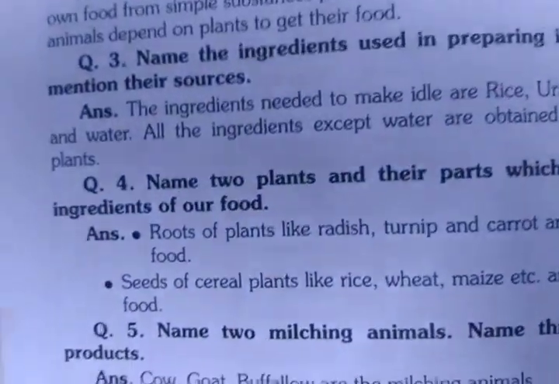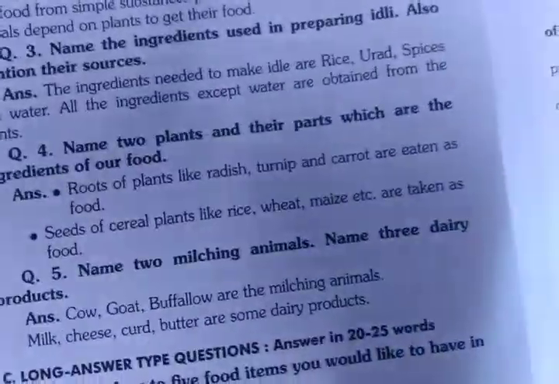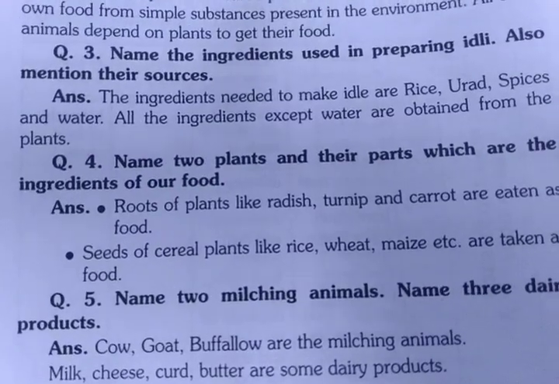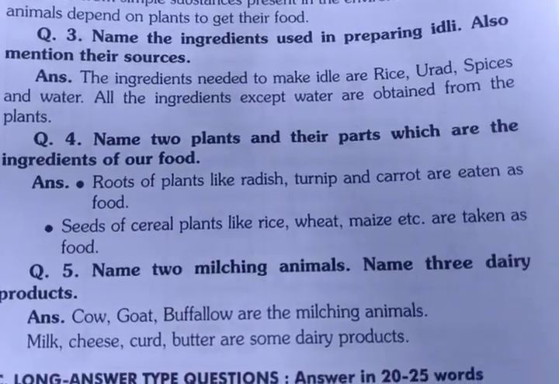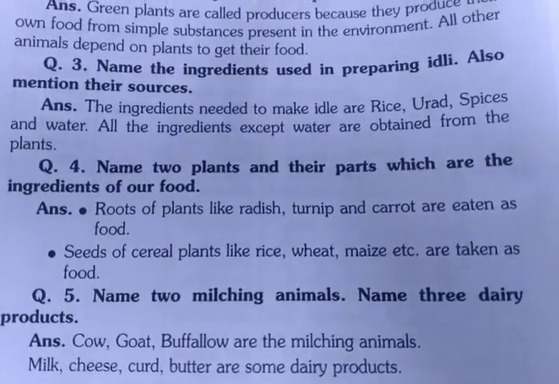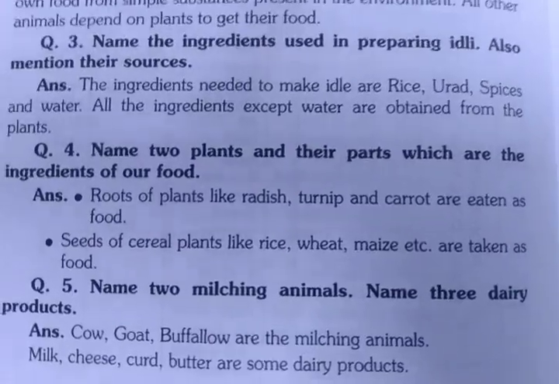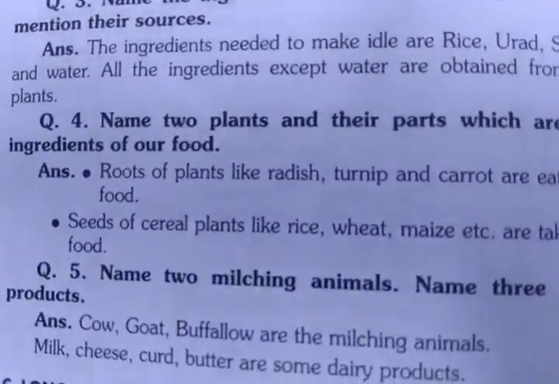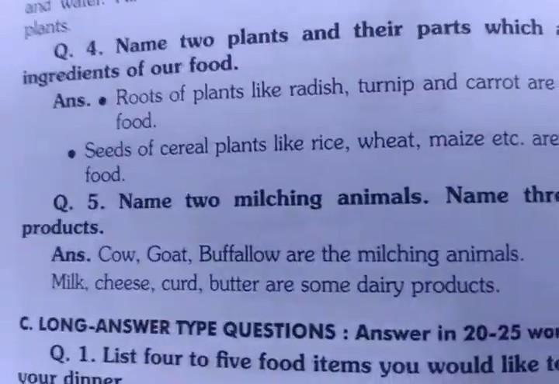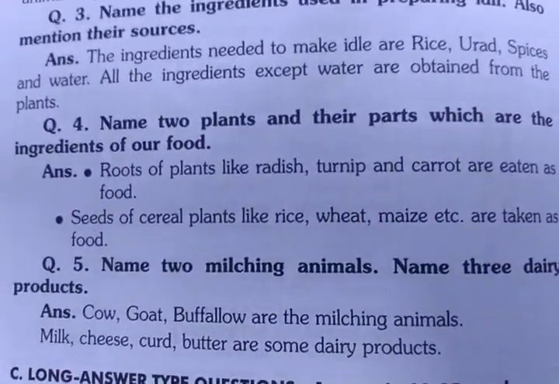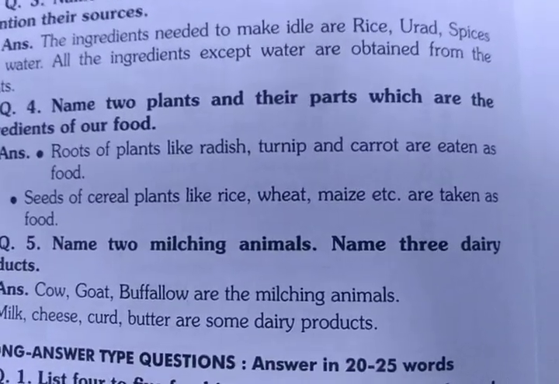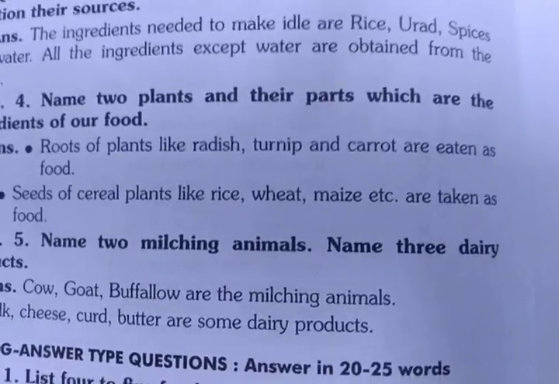Now question number 4, name 2 plant parts which are ingredients of our food. Roots of plants like radish, turnip and carrots are eaten as food, and seeds of several plants like rice, wheat, maize, etc. are taken as food. Here I have explained roots and seeds, meaning which part, root or seed, is eaten by human beings. Roots of plants like radish, turnip and carrots are eaten as food, and seeds of several plants like rice, wheat, maize, etc. are eaten as food.